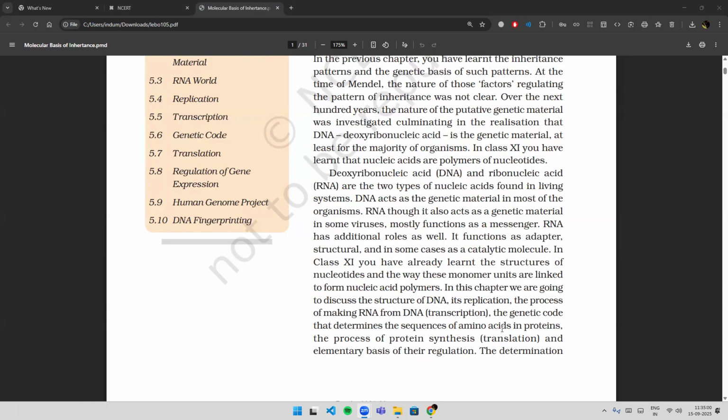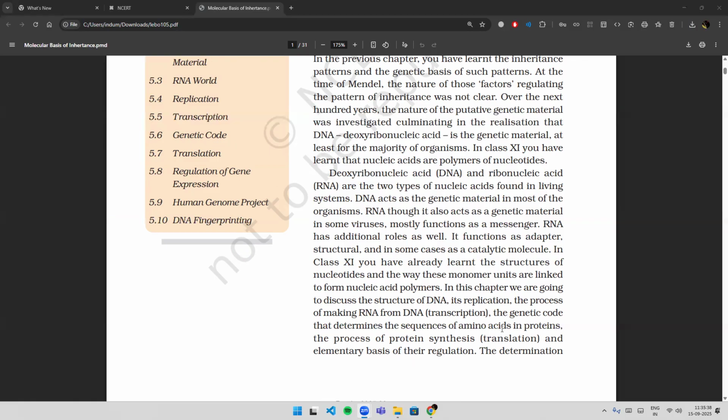In class 11th, you have learned that nucleic acids are polymers of nucleotides. Deoxyribonucleic acid, DNA, and ribonucleic acid, RNA, are the two types of nucleic acids found in living systems. DNA acts as the genetic material in most of the organisms. RNA, though it also acts as a genetic material in some viruses, mostly functions as a messenger. RNA has additional roles as well. It functions as adapter, structural, and in some cases as a catalytic molecule.